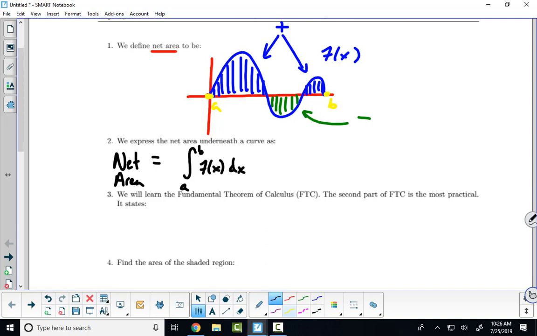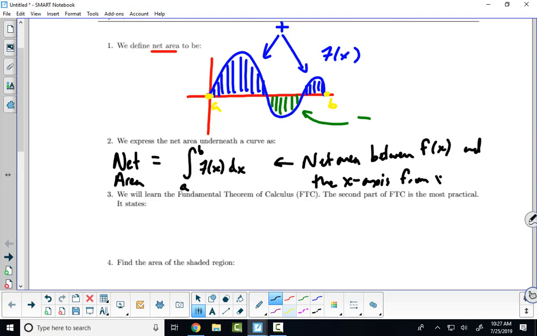Yeah, so we've got this a and b. So this notation right here stands for the net area between f of x and the x-axis from x equals a to x equals b. That's what that notation stands for.